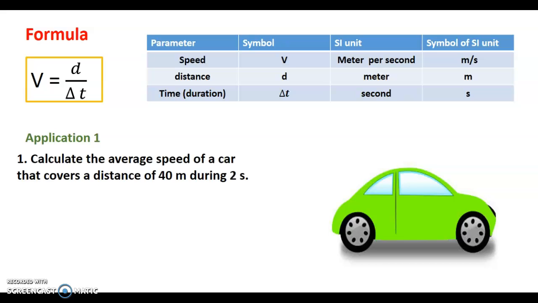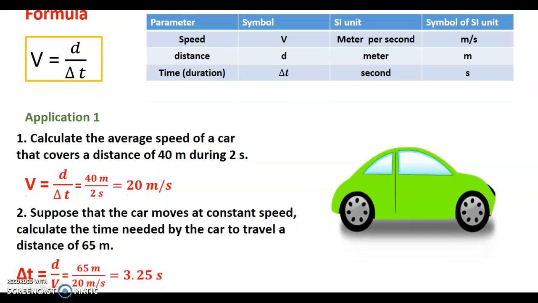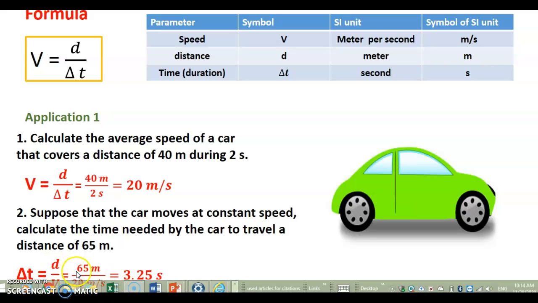Application 1. Calculate the average speed of a car that covers a distance of 40 meters during 2 seconds. V equal d over delta t, 40 meters over 2 seconds, both given in the SI unit, so it's 20 meters per second. Suppose that the car moves at constant speed. Calculate the time needed by the car to travel a distance of 65 meters. So delta t is equal to d over v. It's 65 meters over 20 meters per second obtained in part 1, so it's 3.25 seconds.